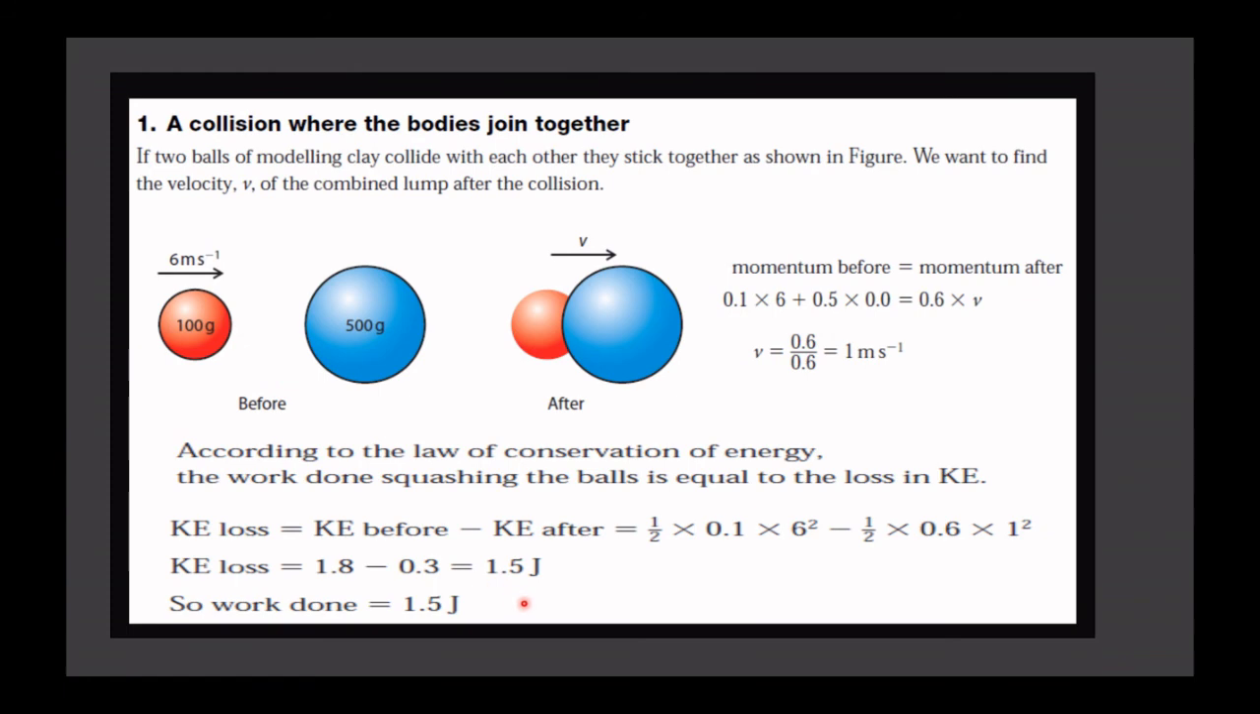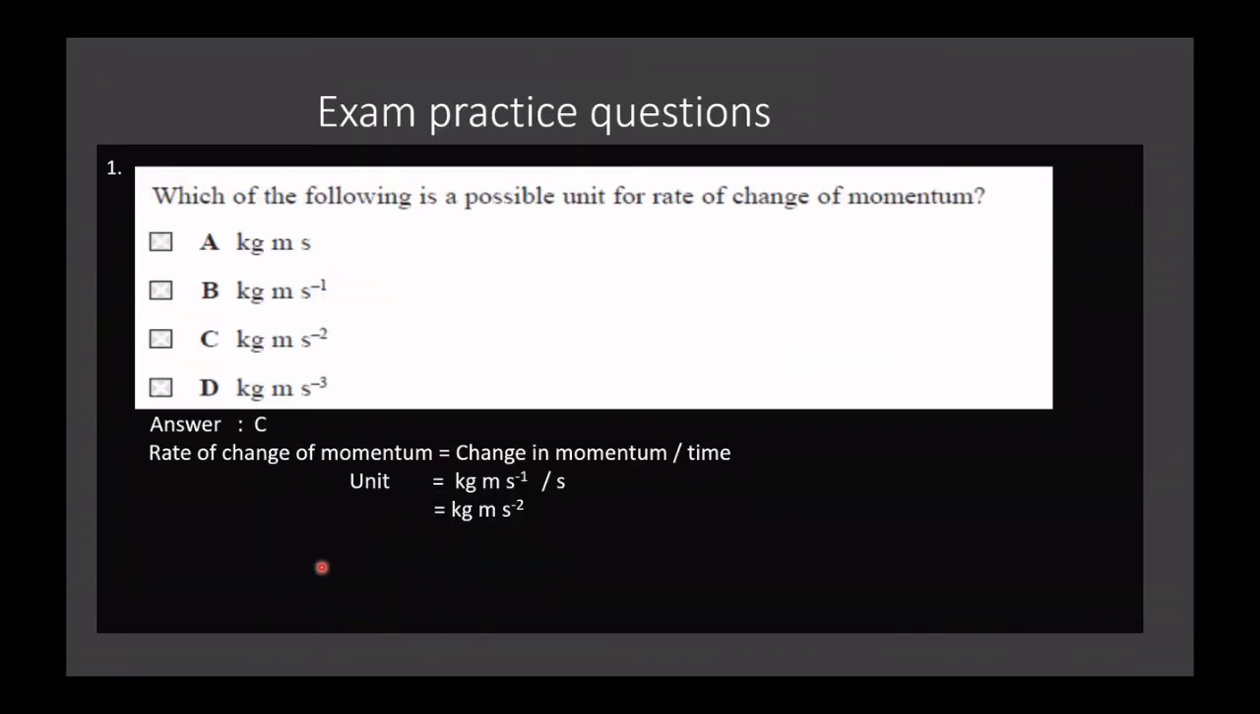Now we are almost towards the end of today's session. Before winding up, let us see some past paper questions from the topic that we have covered so far. Question number 1. Which of the following is a possible unit for rate of change of momentum? It's the rate of change of momentum, so it is understood that the unit is kilogram meter per second squared. So the correct answer is C.